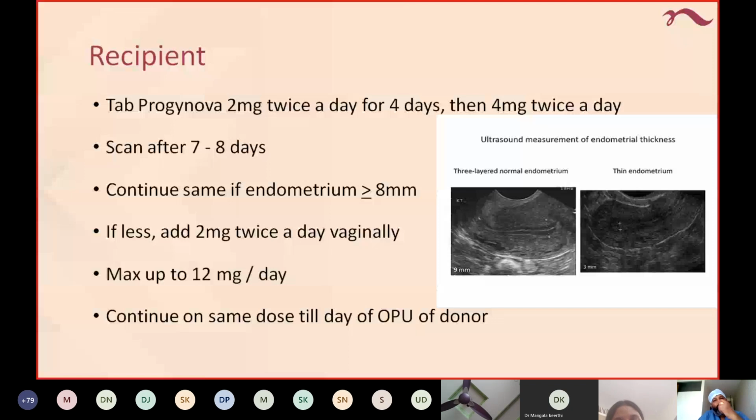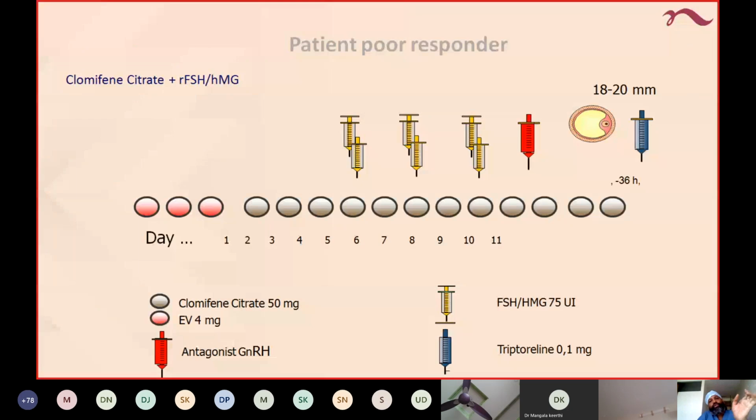What we are doing is starting with clomiphene citrate, but before that we prime them with estradiol. During the last phase of the luteal phase, we give them estradiol, and when the cycle starts, we start the clomiphene citrate tablets, and then alternate day HMG can be given.